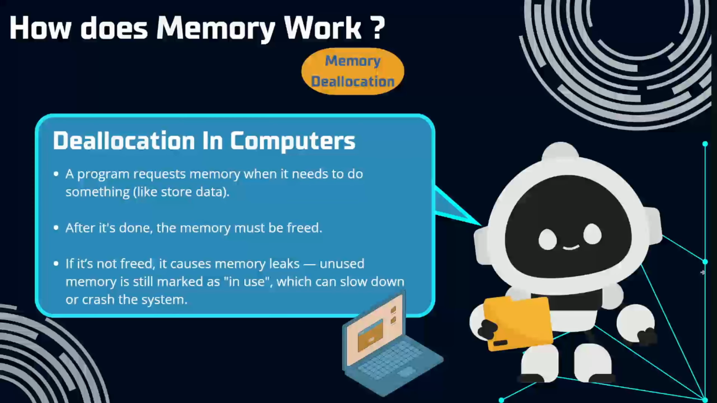How does memory work? For memory deallocation in computers, a program requests memory when it needs to do something like store data. After it is done, the memory must be freed. If it is not freed, it causes memory leaks. This means unused memory is still marked as in use, which can slow down or crash the computer system.